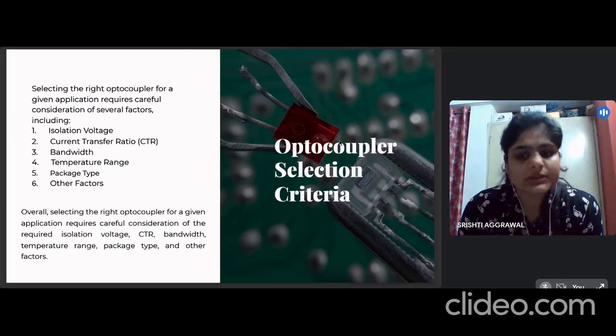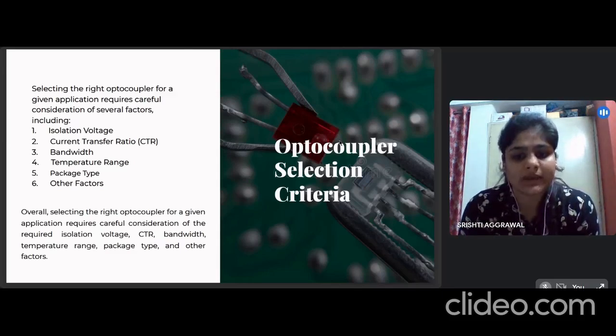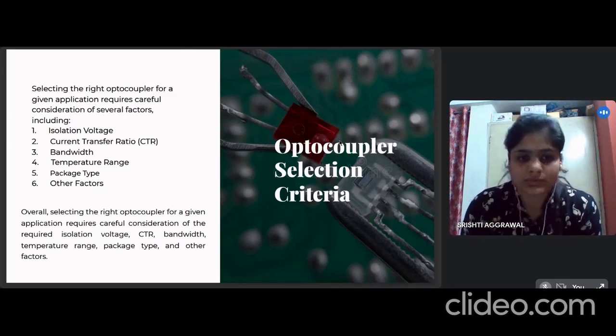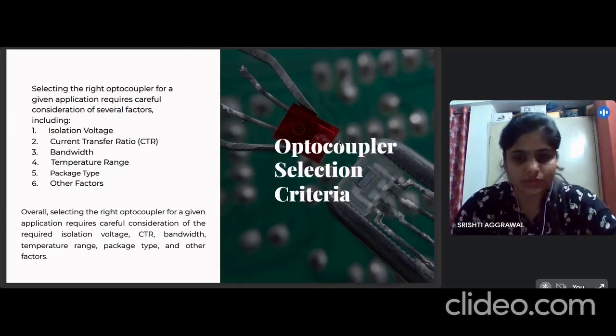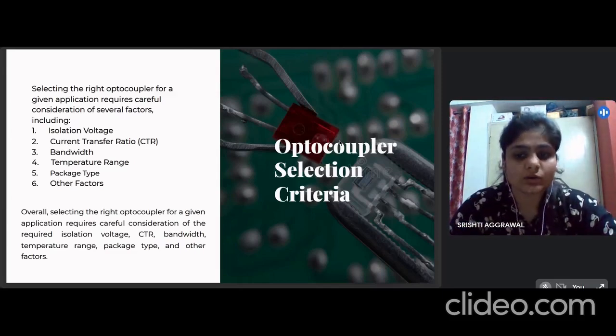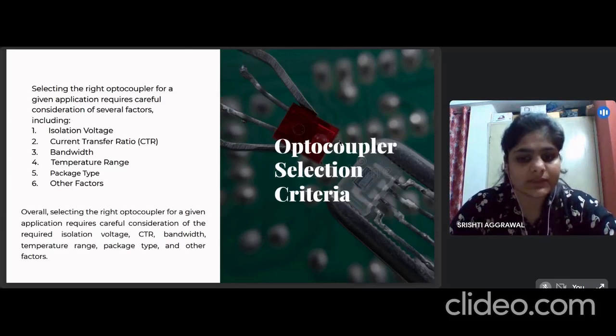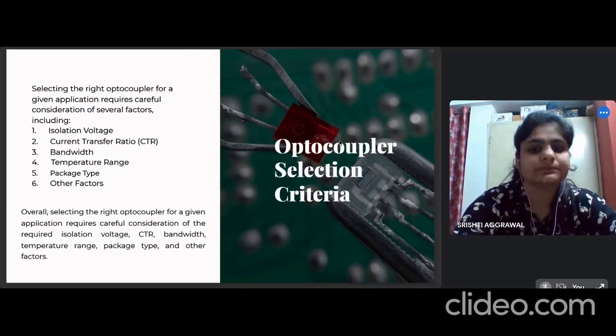The required isolation voltage is determined by the maximum voltage that can be applied to the input circuit and the required isolation rating of the output circuit. The next is CTR, current transfer ratio. The CTR is the ratio of the output current to the input current and it determines the sensitivity and accuracy of the optocoupler. The CTR required for a given application depends on the input signal and the sensitivity of the output signal.